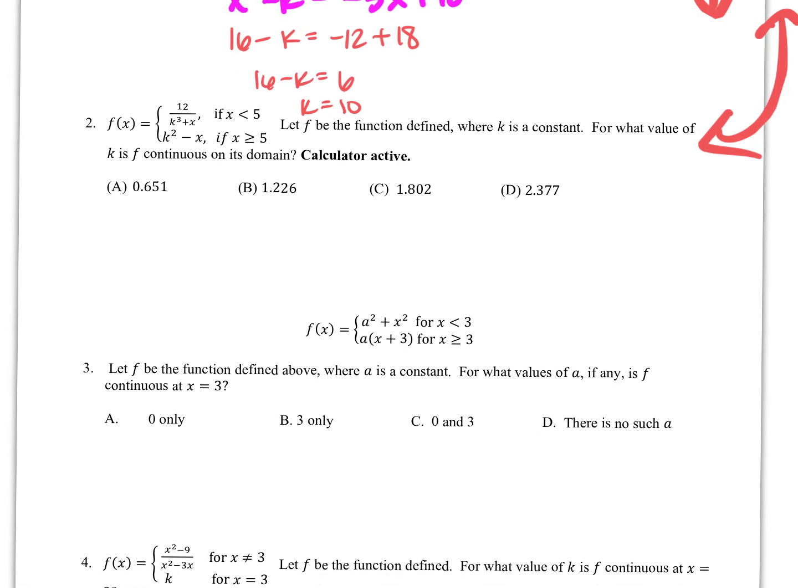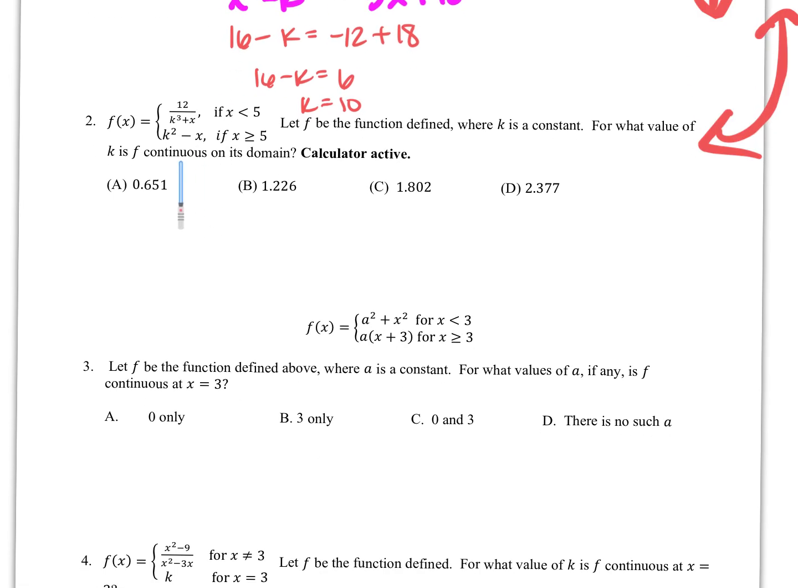So anytime they say, hey, what makes something continuous? Go set them equal to each other. So they said we've got this function and this function. It says it is continuous. What is k going to be? Let's write down what we'll type into our calculator before we type it in. What are we going to set? We're going to say, all right, well, when does the left side, 12 over k cubed plus x, equal the right side, which is k squared minus x?